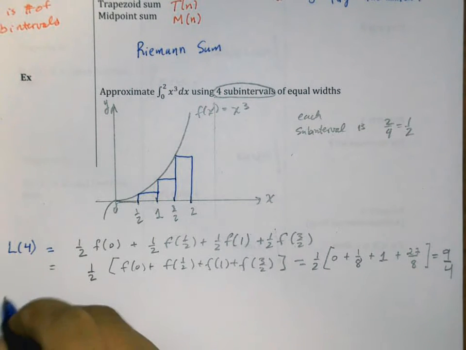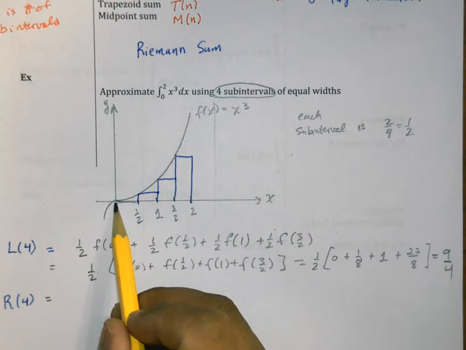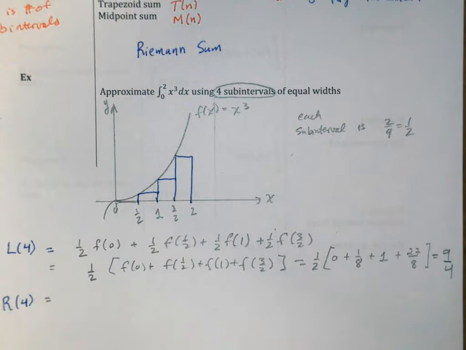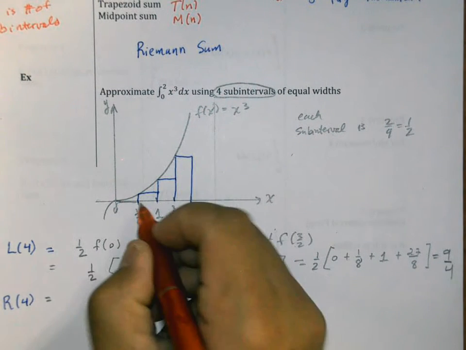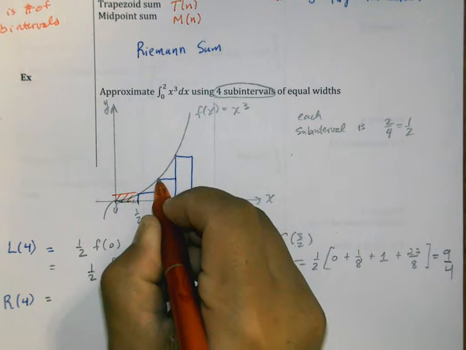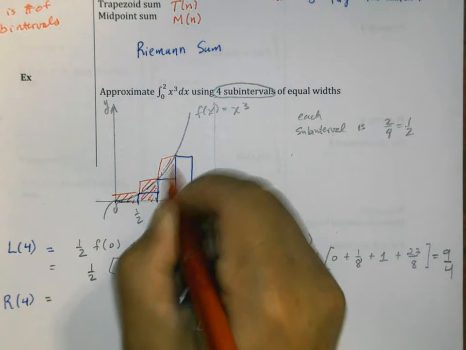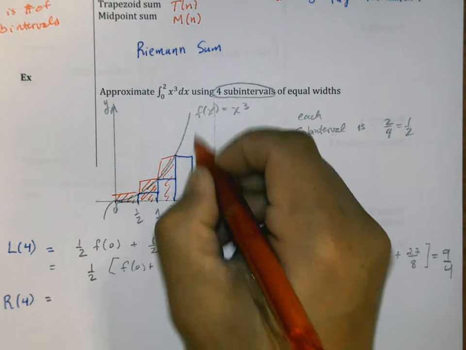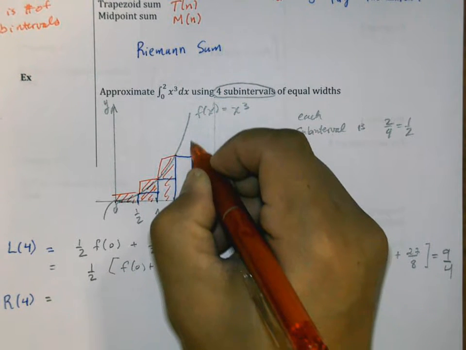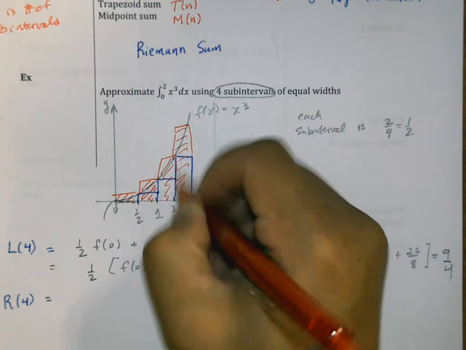Let's do the right sum. Now the right sum is going to be almost the exact same thing, except instead of using the left terms, we're going to use the right side of these rectangles. So our first rectangle is going to be this red one. Our second rectangle is going to be that. Our third one is going to be this. And our fourth one is going to be this one right here.